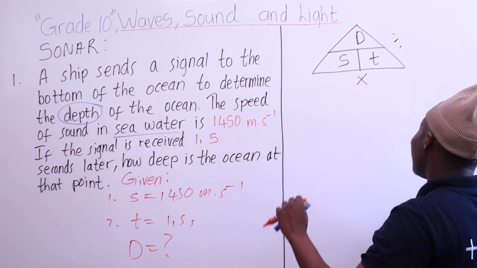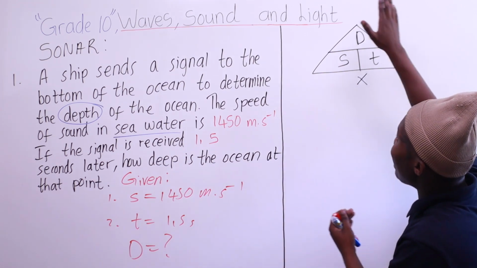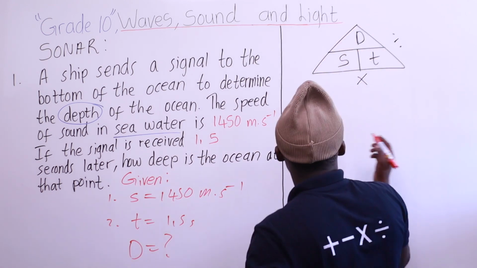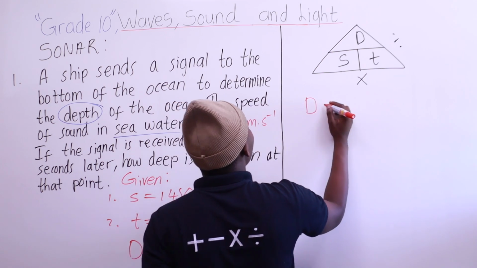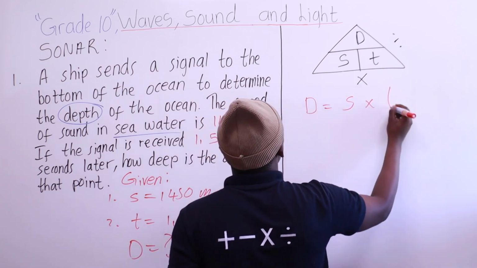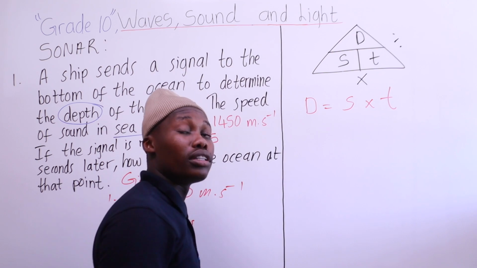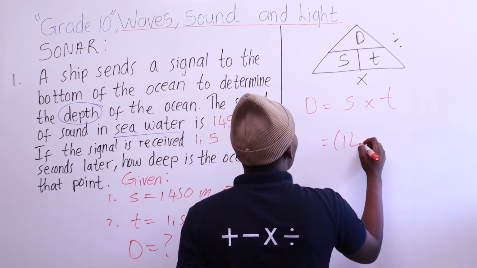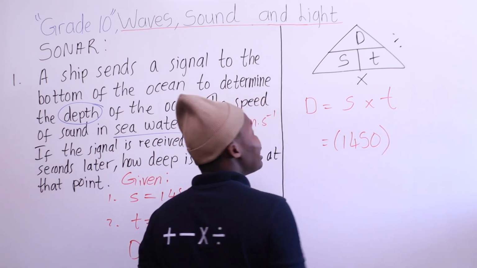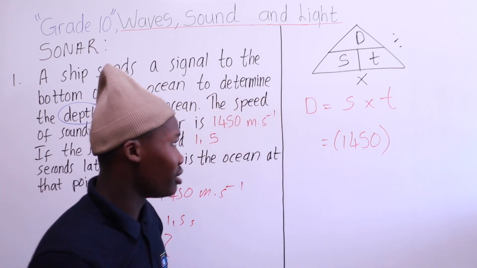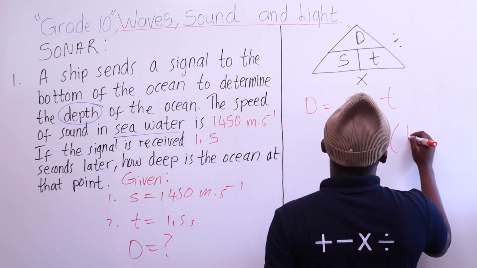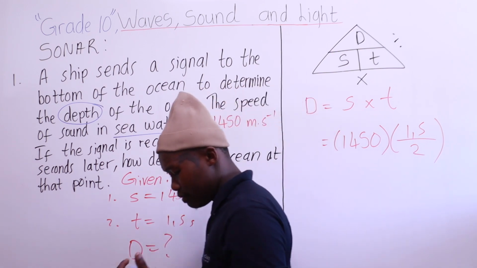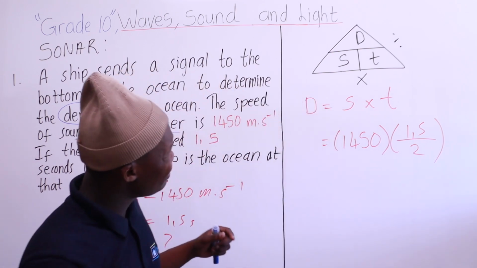So we want the distance, so we cover the one we want. When we cover it, what remains? Speed and time. So the new formula is: distance equals speed multiplied by time. So what is our speed? It is 1,450, the speed of sound in sea water. But the time is 1.5 seconds divided by 2. Why divided by 2?